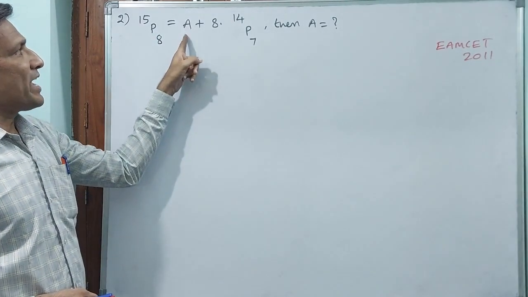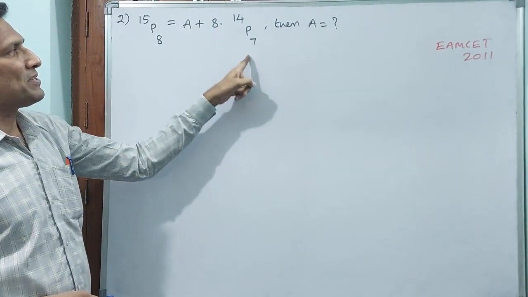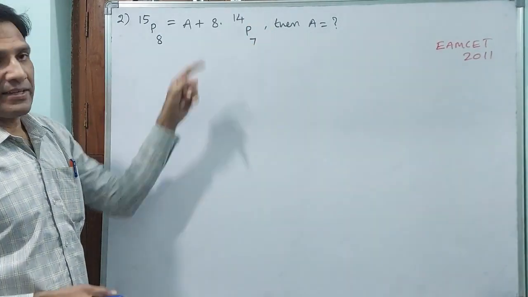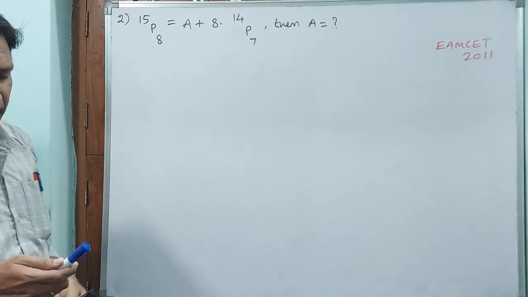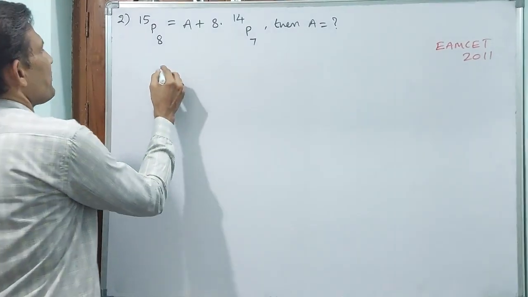15P8 is equivalent to A plus 8 into 14P7. Then what is the value of A, like they are asking? Okay, see, one formula I am writing. First, observe this formula.